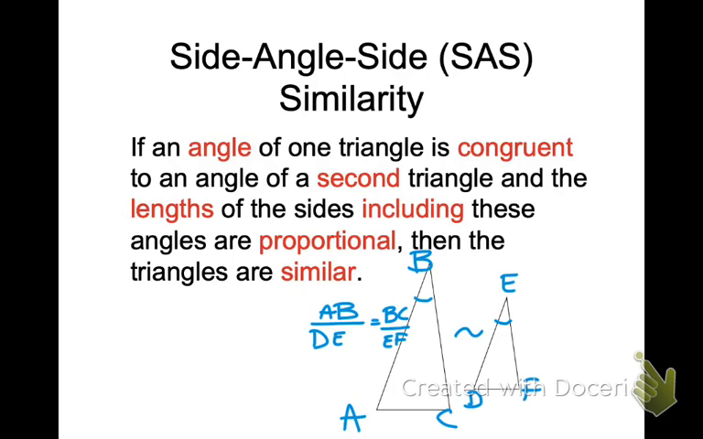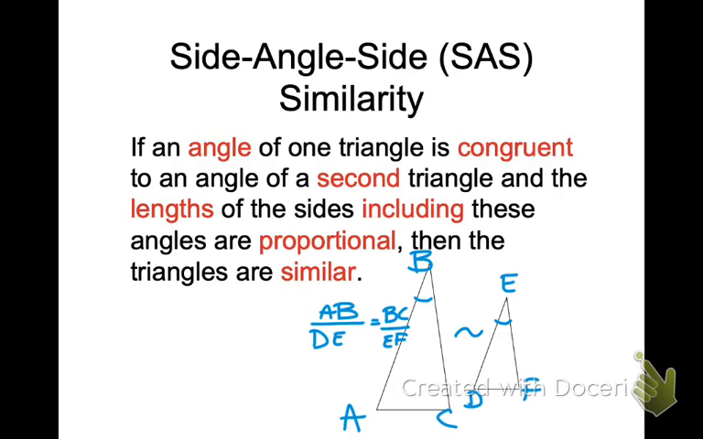Okay, so those are our 3 theorems. Angle is going to be your best friend because that one's easy. Just look for congruent angles. If you have sides anywhere in your labeling of your triangles, well then start checking your ratios. Do your ratios match up? Always compare the smallest with the smallest, the largest with the largest, the middle with the middle.